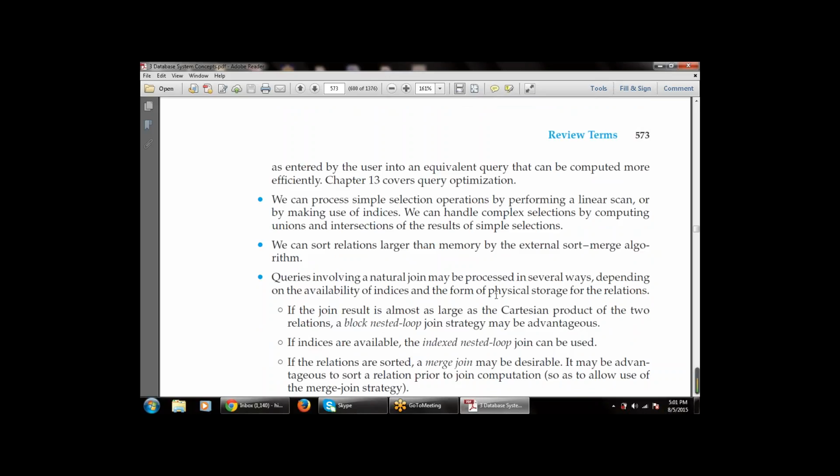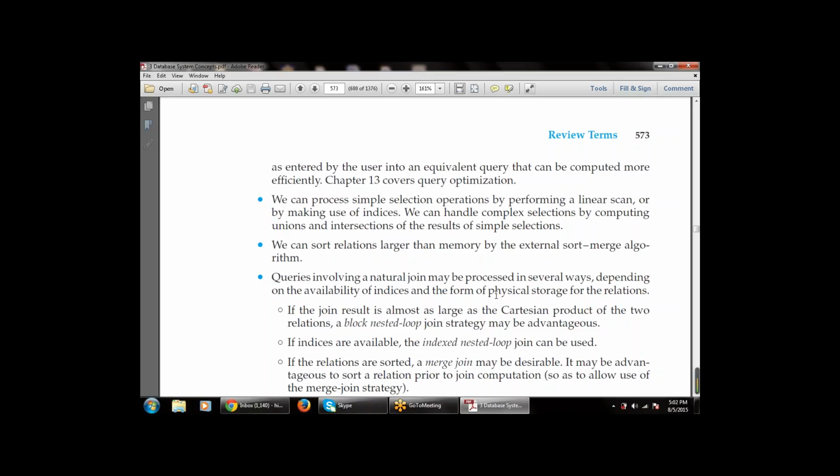And then queries that involve a natural join may be processed in several ways, depending on the availability of indices and the form of physical storage of the relation. So it depends on the join, and it can be processed in several ways. Now, what are the various operations that will be used?